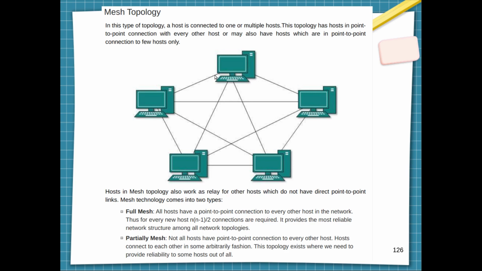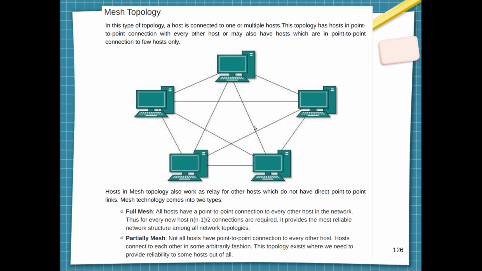It provides the most reliable network structure among all network topologies. It is a reliable network topology. And what is partially mesh? Not all hosts have point-to-point connection to every other host, or they are connected to each other in some arbitrary fashion. This topology exists where we need to provide reliability to some hosts out of all. Suppose this is system 1. It may have a point-to-point connection from system 1 to system 2, system 1 to system 5, and it doesn't have any point-to-point connection with system 3. Suppose this communication line is not there, then this kind of mesh topology is called partially mesh. So what is the advantage of partially mesh?